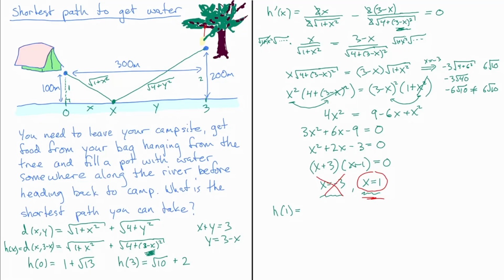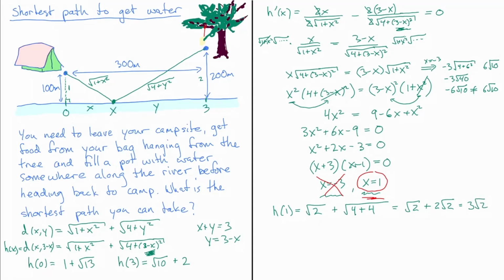So h of 1 is going to be the square root of 1 plus 1 squared, which is just 2, plus the square root of 4 plus, and then 3 minus 1 is 2, all squared is 4. So this is equal to the square root of 2 plus the square root of 8. Now 8 is 4 times 2, so I can bring a 2 out, so it's 2 root 2. And that is 3 times root 2.